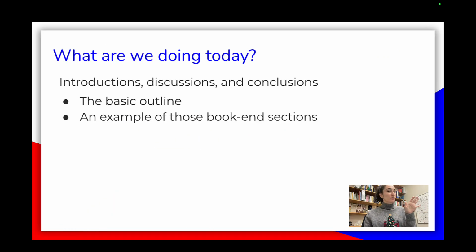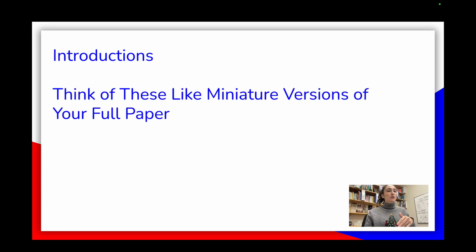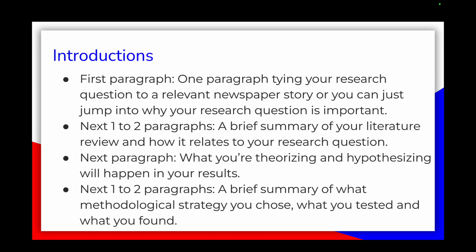Okay, so for today, we're talking about introductions, discussions, and conclusions, including a basic outline that you can use, and then some examples from those bookend sections. Okay, so introductions are really like miniature versions of your full paper. So if you have a literature review, a theory and hypothesis, a research design, and a results section, you already have the bulk of the things for your introduction, because your introduction is largely a summary of your full paper. Okay. So it should have an outline that looks something like this.